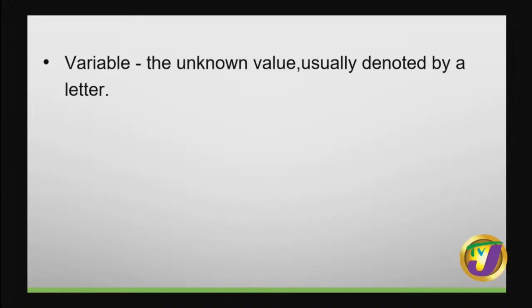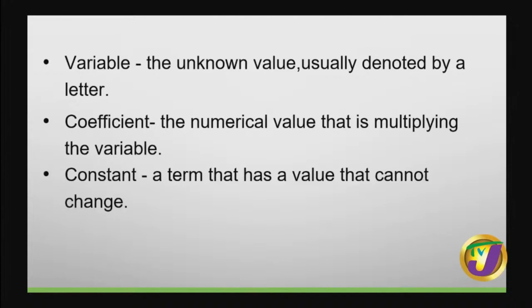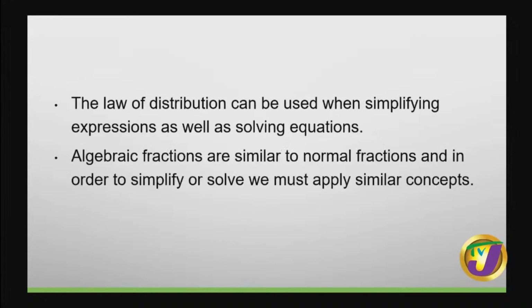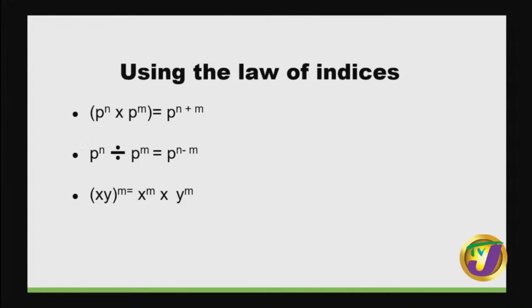So then we have variable. The variable is the unknown value, usually denoted by letters, and the letter does not matter. What is a coefficient? The numerical value that is multiplying the variable. All right, then we have the constant, a term that has a value that cannot be changed. Remember that. All right, so we looked at the laws of indices and we looked at algebraic fractions. And when working with algebraic fractions, treat them like regular fractions. And this is just a summary of the laws of indices.